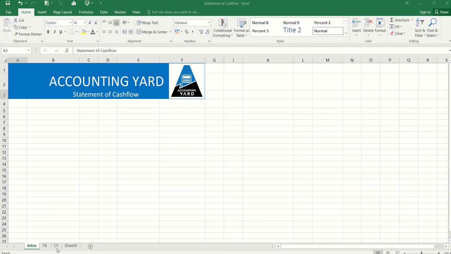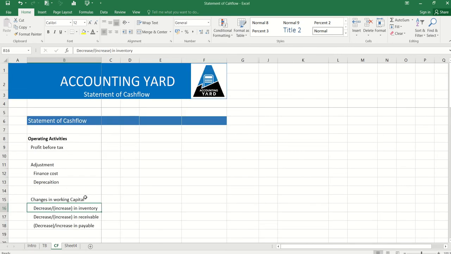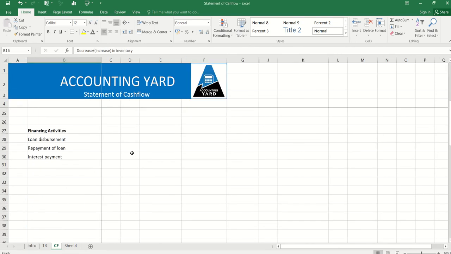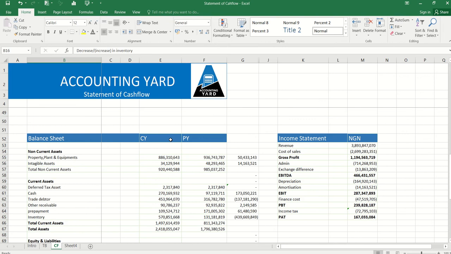Now, for us to prepare a good cash flow, the first thing we need is to have our statement of financial position, current year and the prior period we're interested in, right? And also have our income statement. Now, we prepared this based on the knowledge shared in our income statement and our balance sheet class, which you could also watch from our previous video.